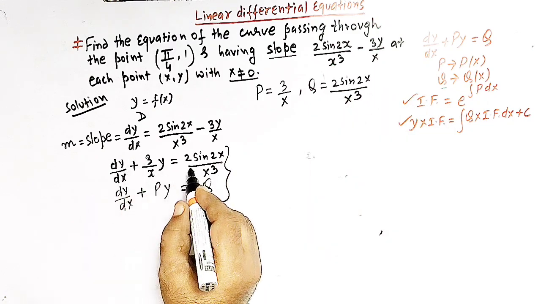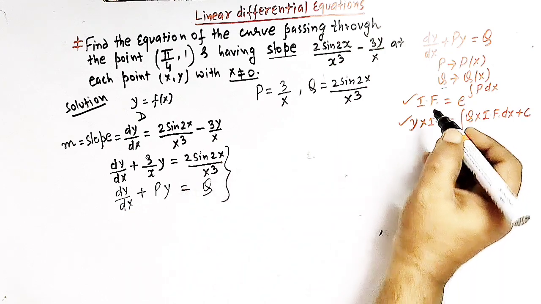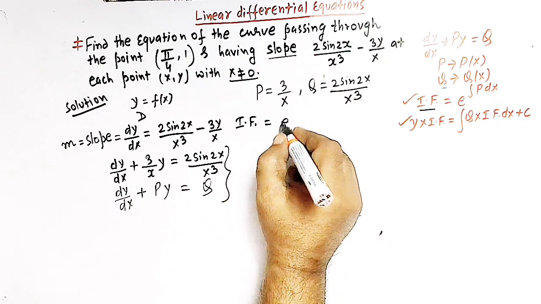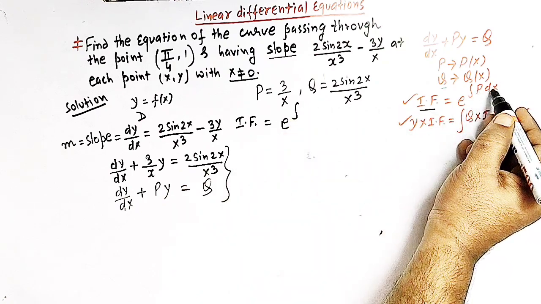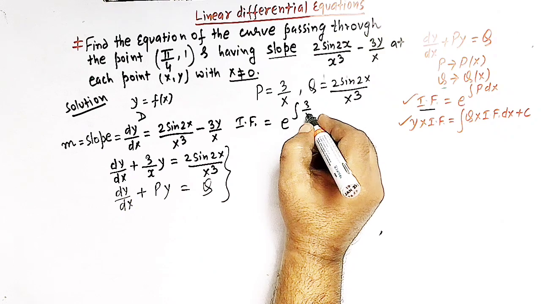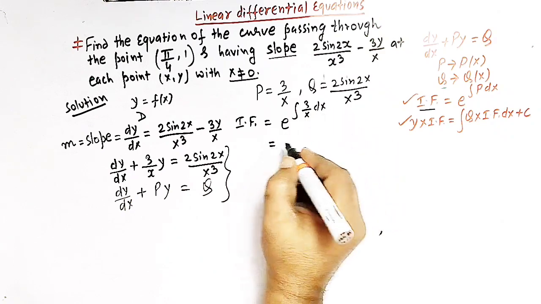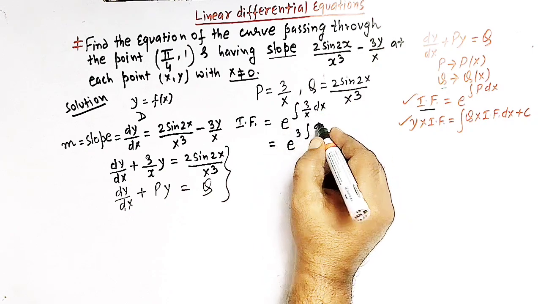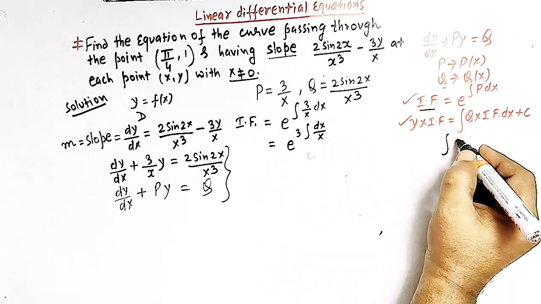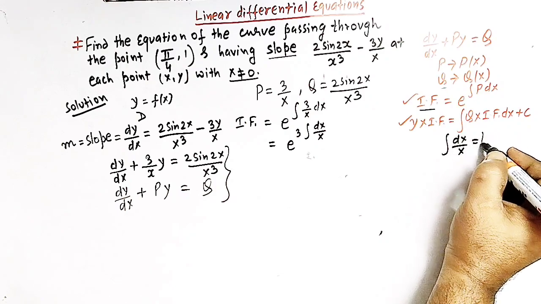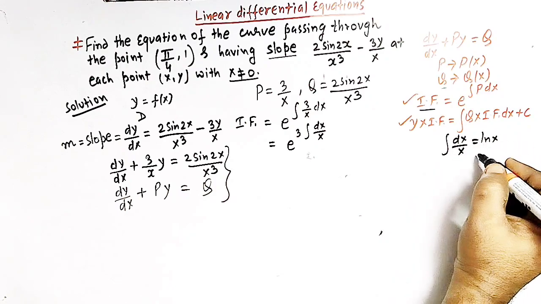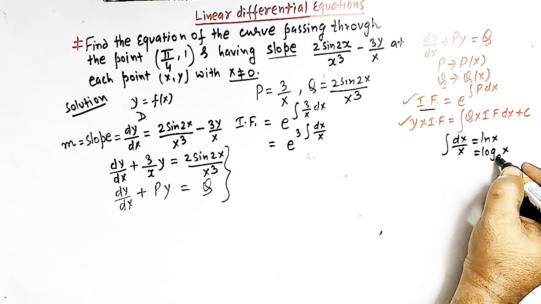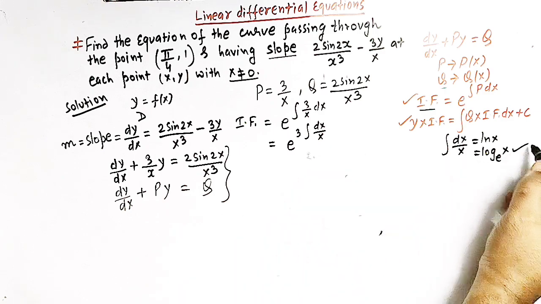So in order to solve this linear differential equation, we have to find out the integrating factor. So the integrating factor is given by e raised to integral p dx. Now p is 3 over x, and here we have dx. So let us solve this integral. We can take 3 outside the integral. We have dx over x. Now the integral dx over x is simply the natural log of x, or we can also write it as log of x to the base e, right? So we'll prefer this notation.